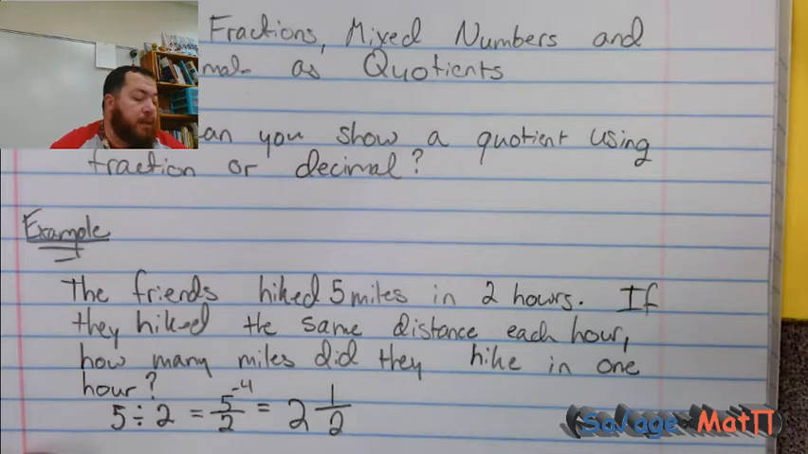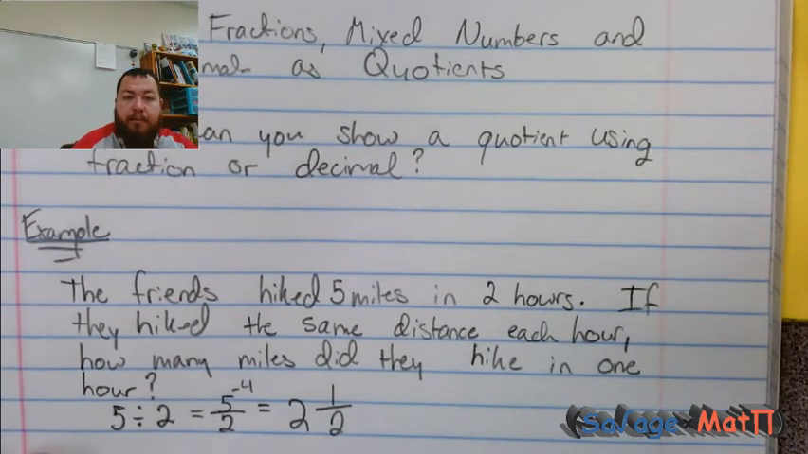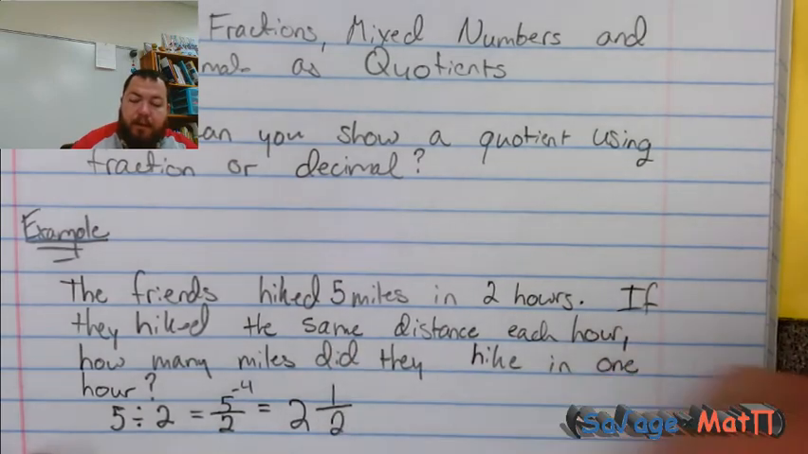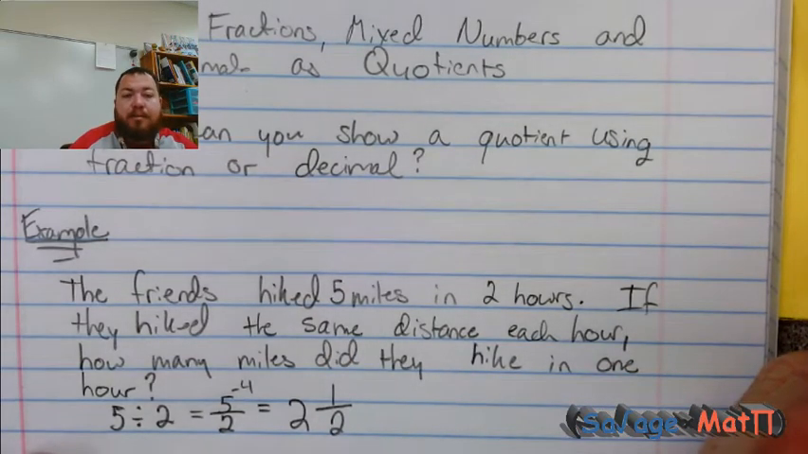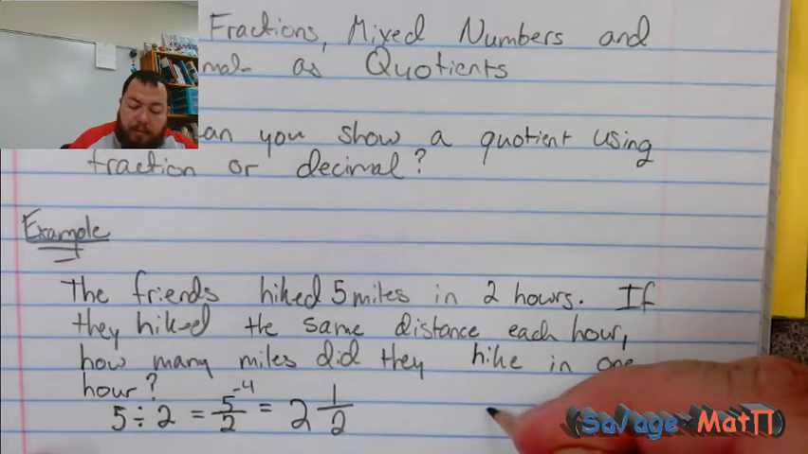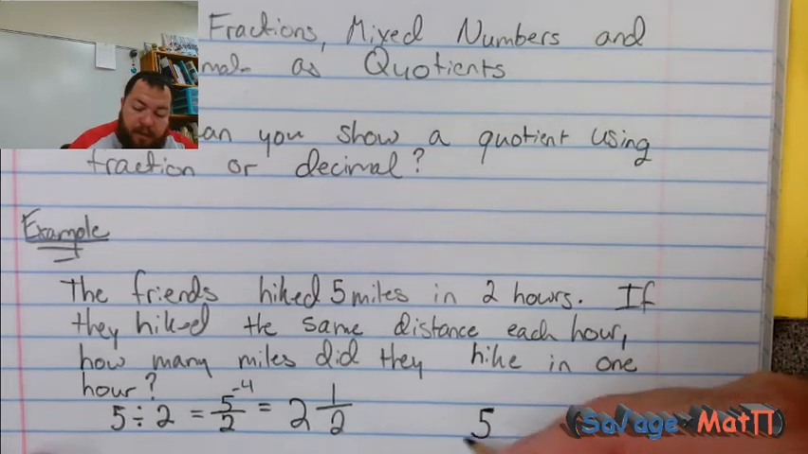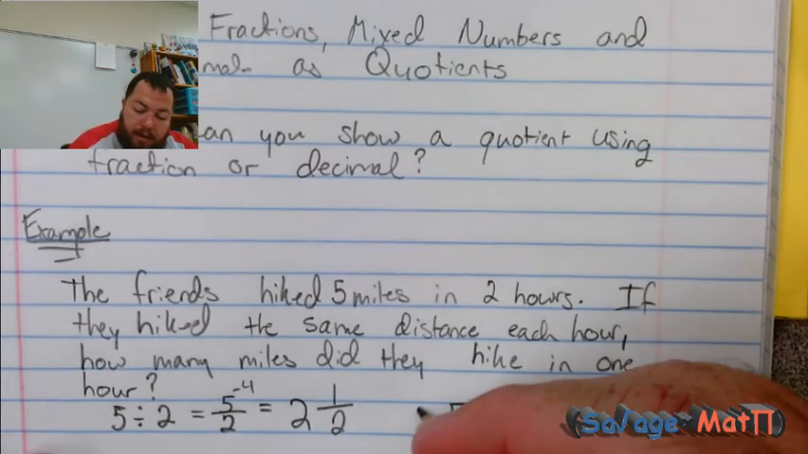Whatever you're more comfortable with will give us a reasonableness way to check our answer. But the second thing I need to do is, in today's lesson, we're going to talk about showing a quotient, which is the answer of a division problem, in decimal and mixed number. So we have 2 1/2. How do I show that as a decimal? Well, one way I could show that as a decimal is I could rewrite my problem as 5 divided by 2.